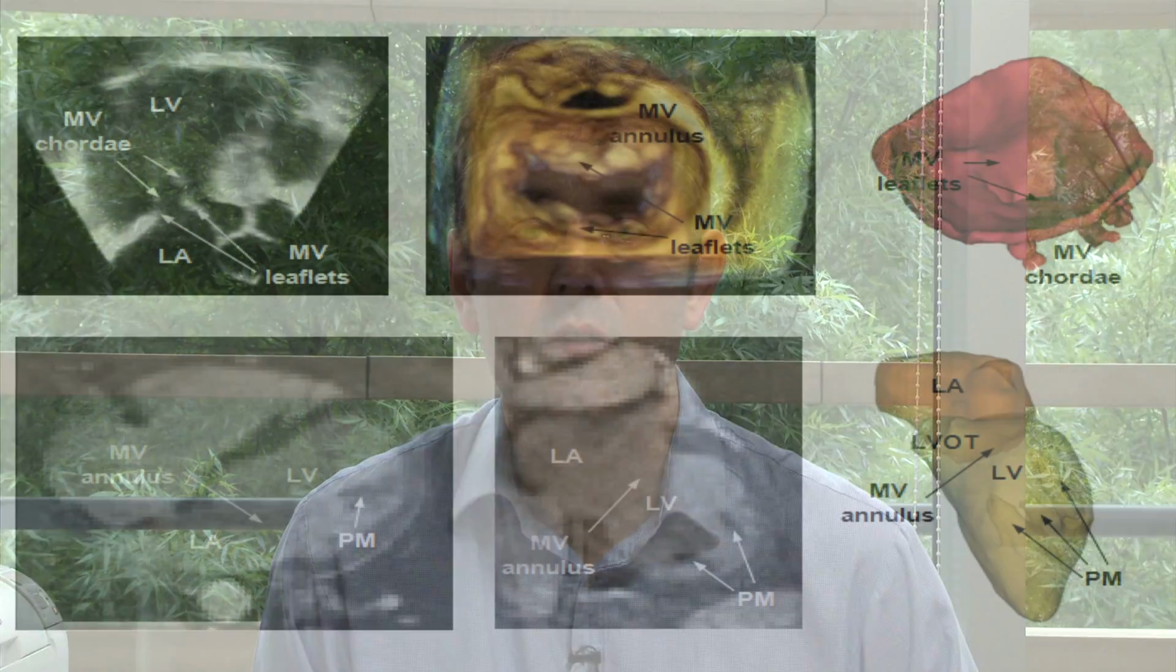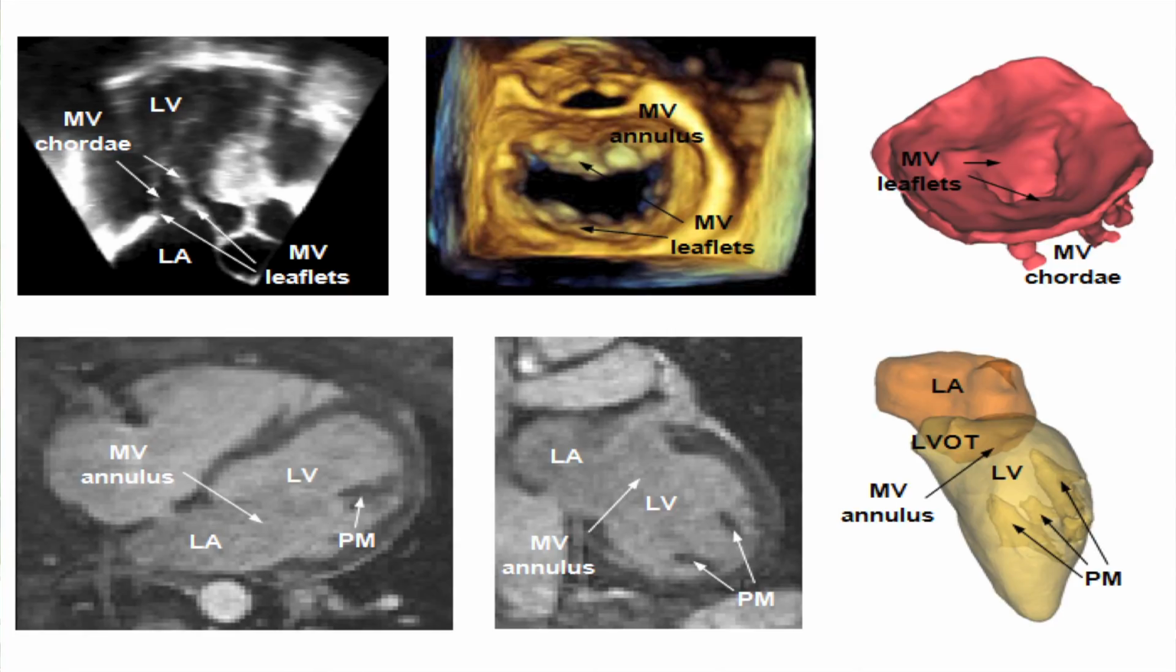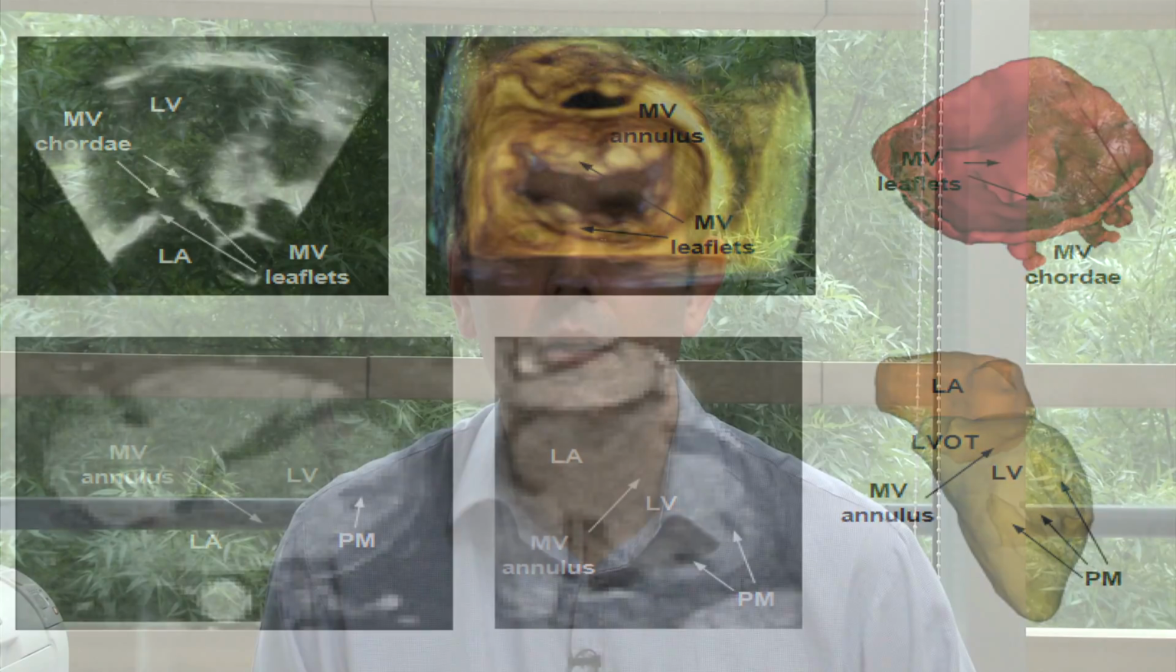Now, over the last decade, the treatment of valvular heart disease has been transformed by the use of percutaneous devices. Such devices exist for the pulmonary valve, which connects the right heart to the pulmonary artery and the lungs, and the aortic valve, which connects the left ventricle to the aorta and the systemic vasculature.